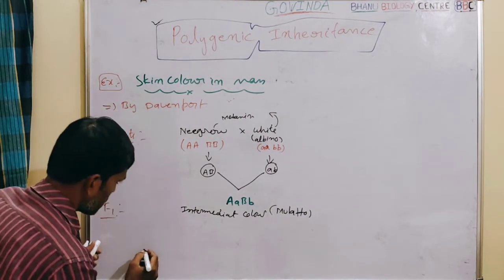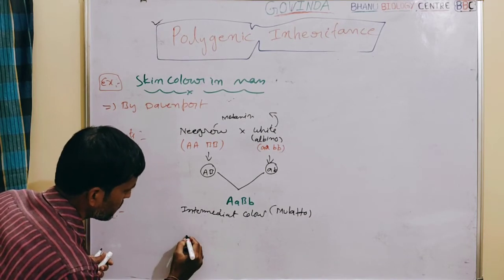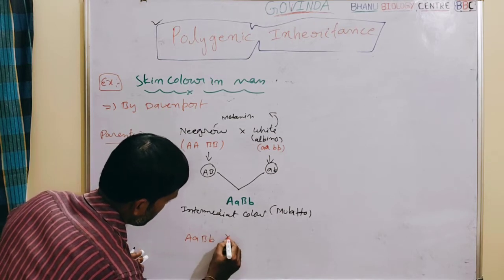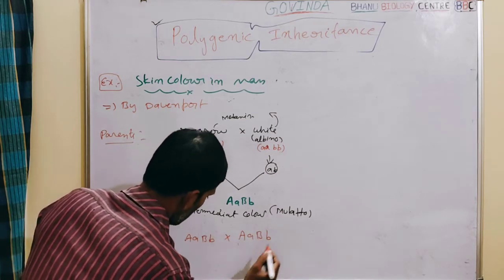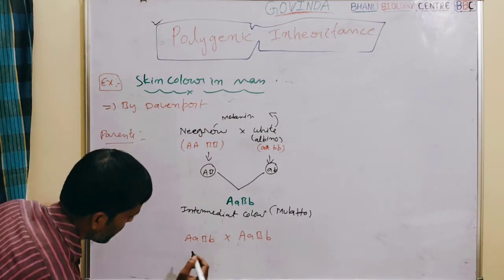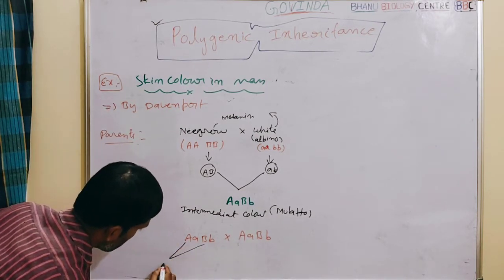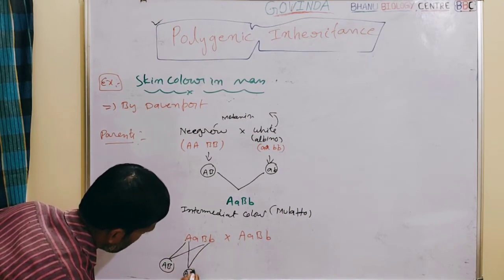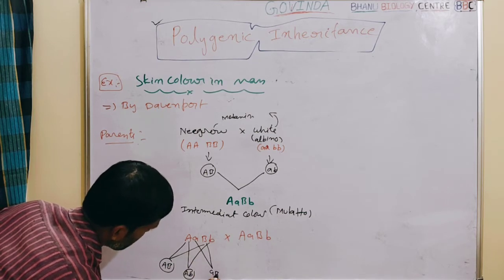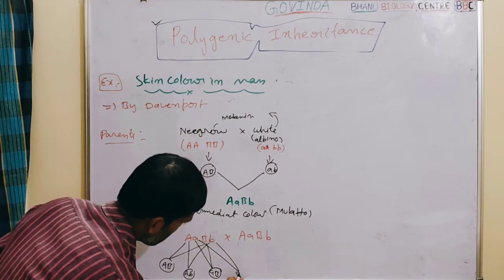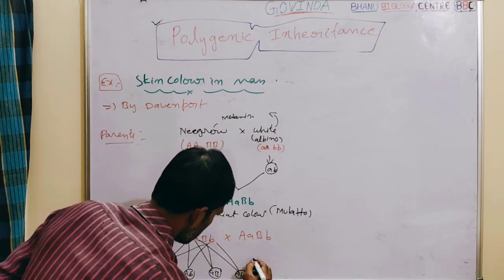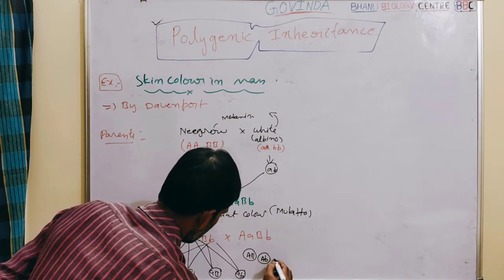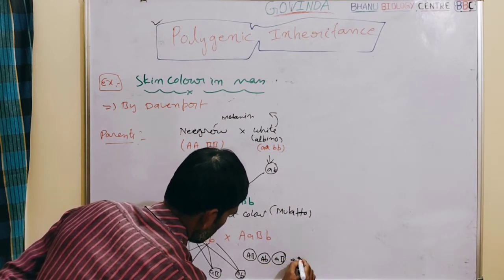Then crossing between these F1 hybrids, capital A, small a, capital B, small b into capital A, small a, capital B, small b. Then as usual we write the gametes: capital A capital B, capital A small b, small a capital B, small a small b. Here also the same gametes.